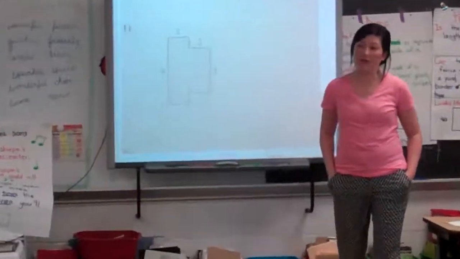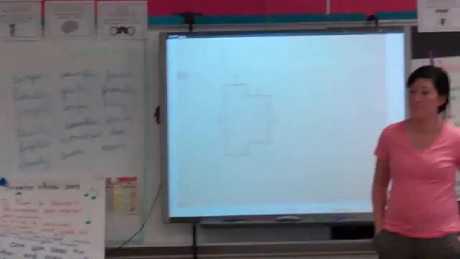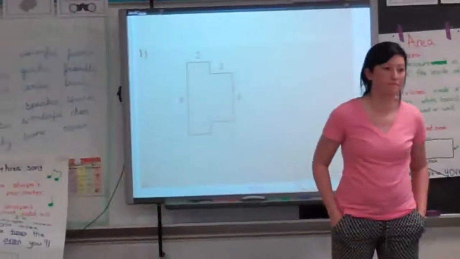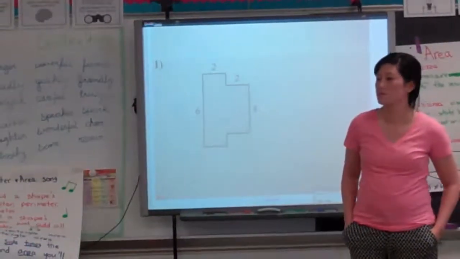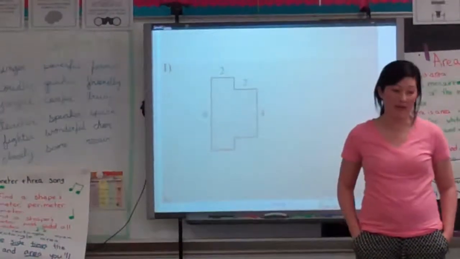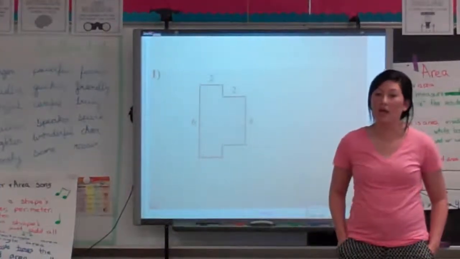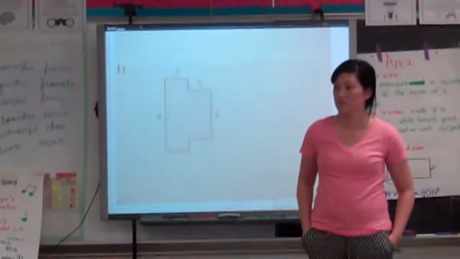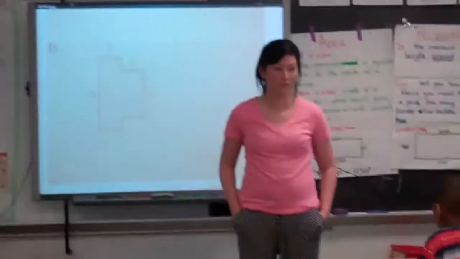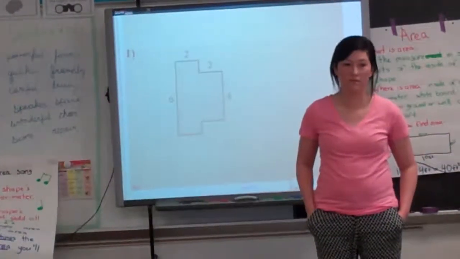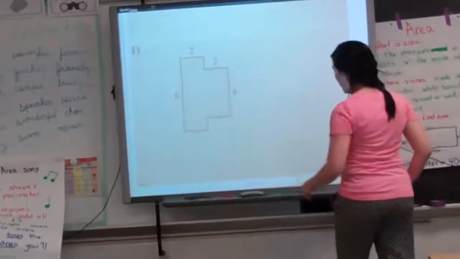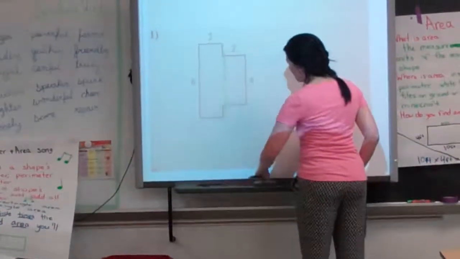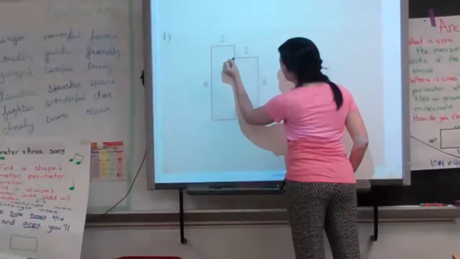Now I want you to look at that irregular figure. Put your pencil beside your paper. Look at that figure, and imagine that figure as 2 rectangles. Raise your hand if you imagine the rectangles like this.